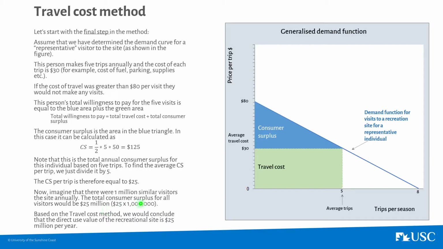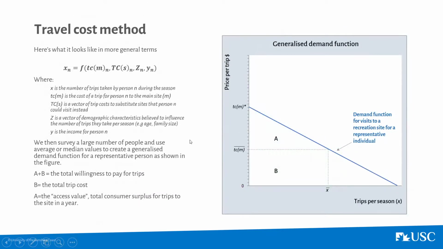So based on the travel cost method, then we could conclude that the direct use value of the recreational site is $25 million per year. So that's that final stage of the whole process. But we're interested in how do we get there. So let's go back now through the different steps of it.